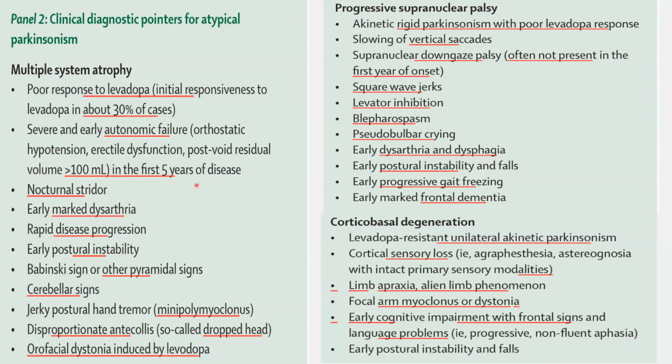And patient will be having nocturnal stridor, marked postural jerky tremors in the form of mini polymyoclonus, anterocollis, and orofacial dystonias. These are all red flags for typical Parkinsonism and classical features of multiple system atrophy.